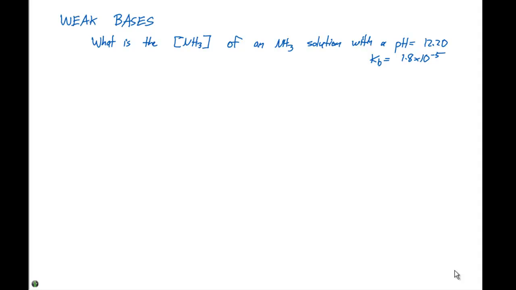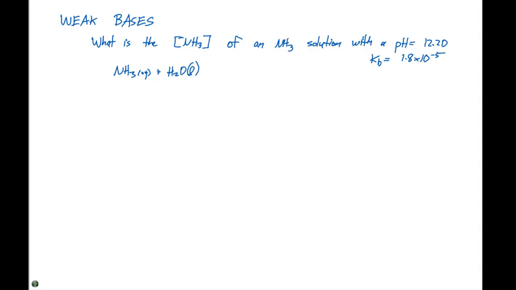So we can use the same concepts we use with weak acids to do calculations on weak bases. In this problem, we're asked to determine the concentration of NH3 of an NH3 solution with a pH equal to 12.20. Here the Kb is 1.8 times 10 to the minus 5. So first we need to set up the equilibrium expression for an NH3 solution.